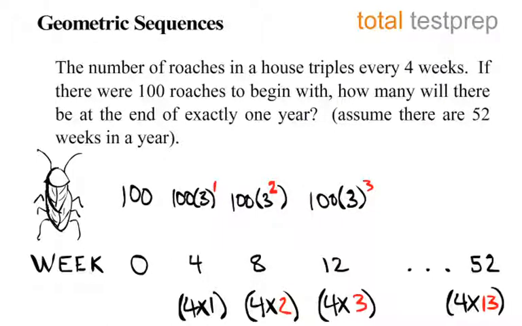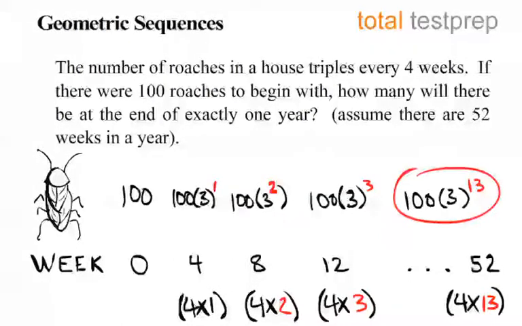So at the end of week 52, which is 4 times 13, there should be 100 times 3 to the 13th roaches. And that is the answer. If the number of roaches in the house triples every 4 weeks, and there were 100 roaches to begin with, at the end of 52 weeks, there's going to be 100 times 3 to the 13th number of roaches, because the number of roaches is going to triple 13 times.